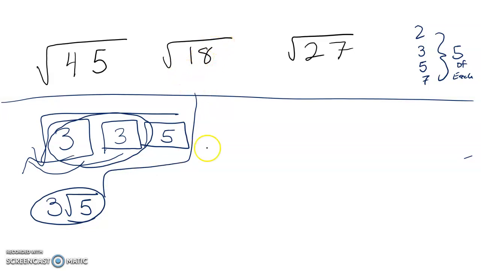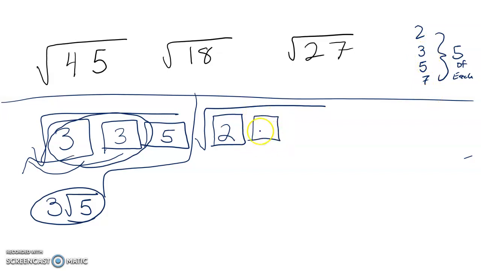Let's go with the square root of 18. We have our square root. Let's think of 18. I'll go 2 times 9. All right, 2 times 9. So I'm going to put a 2 card down there. I don't have a 9 card, but I know that 3 times 3 gets me 9 as well. So I'm going to put 3, 2, 3 cards down.